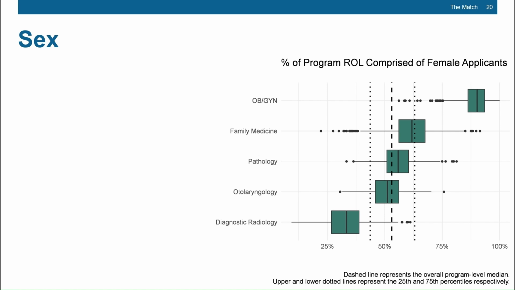25% of OBGYN roles were less than 86% female, which was the 25th percentile, and 25% of roles were more than 93% female, which was the 75th percentile. The whiskers, or horizontal lines on either side of the box, represent the minimum and maximum values. Looking at each plot from left to right represents the full range of data for each specialty. The individual dots represent outliers that fall outside the whisker plots.